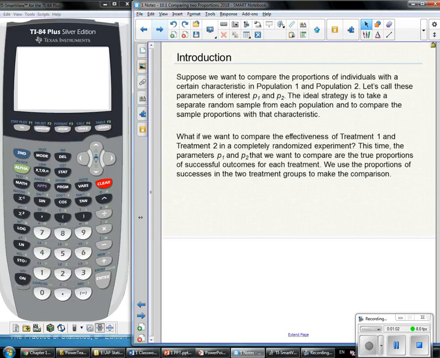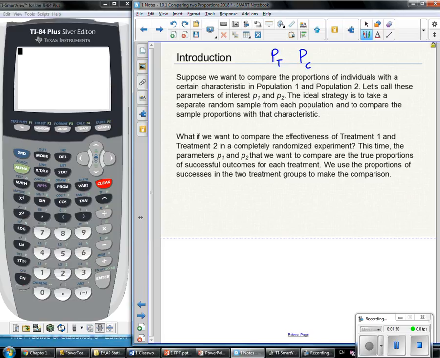So suppose we want to compare the proportion of individuals with a certain characteristic in population 1 and population 2. We'll call these parameters of interest P sub 1 and P sub 2. If you were doing an experiment, for example, you might have a treatment group and a control group, so we might use the subscripts T for treatment and C for control. If you're comparing men and women, you can use subscripts M and W. You can use whatever subscripts you want.